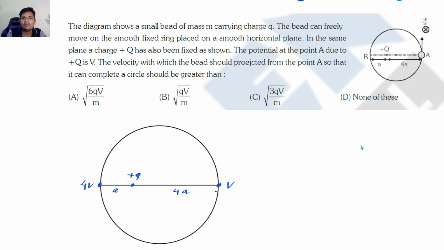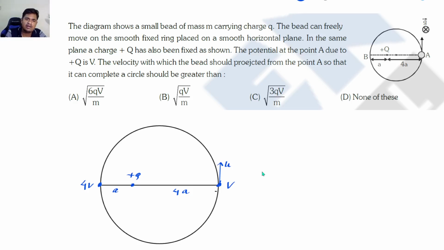so I can say that the potential at this point will be 4V. Okay, now it is asking what should be the minimum speed provided to it so that it is able to complete the circle. Let's say we give some speed u to this one. Now we need to understand which is the critical position after which the particle can do the circular motion by its own. So we have to investigate this.